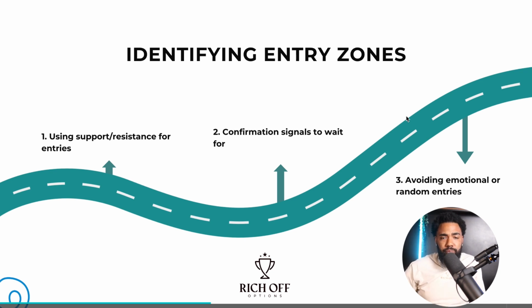All right. Identifying entry zones. Using support and resistance for entries. Like I said, I want you to think support and resistance is this. Support is always going to be below because it's supporting price, and resistance is going to be at the top because it's resisting it going up. I want you to think about it with a ball. I don't even have a ball currently. Let me see. Okay, I got this Alexa here.